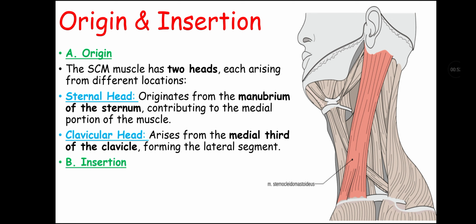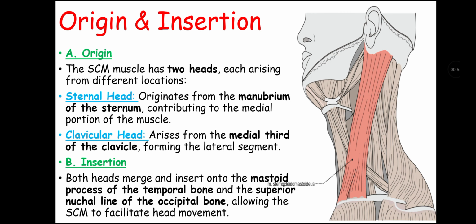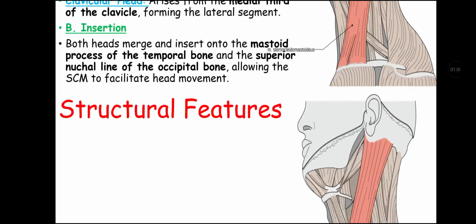Now let's talk about the insertion of the sternocleidomastoid muscle. Both heads of the sternocleidomastoid muscle merge and insert onto the mastoid process of the temporal bone and the superior nuchal line of the occipital bone, allowing the sternocleidomastoid muscle to facilitate head movements.